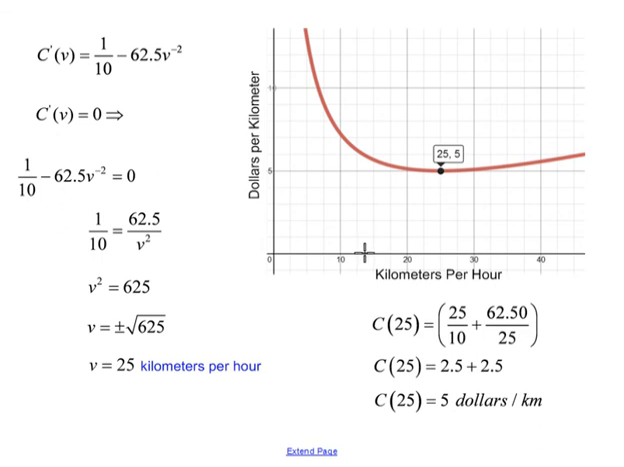What's interesting here is that when I checked at 20 kilometers per hour, our cost was only slightly bigger than $5 per kilometer. But here we have a minimum value that's even better than that. So we can go for hours and hours and hours, saving 12.5 cents at a time.